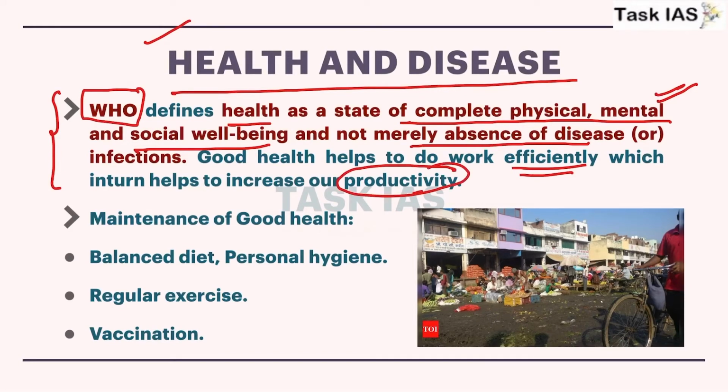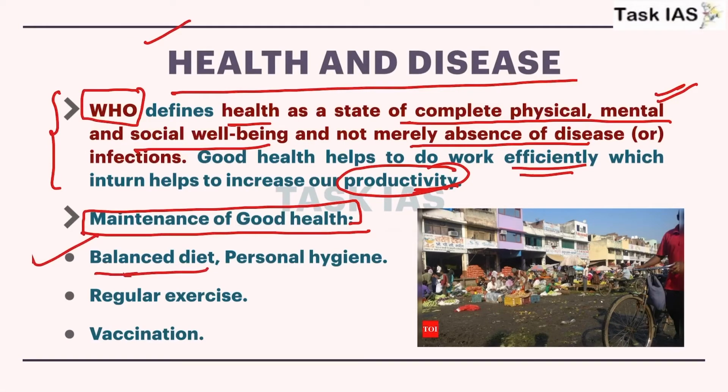So what are the criteria to maintain good health? Firstly, a balanced diet, where all nutrients, including micronutrients and macronutrients, are in adequate amounts. Now, personal hygiene. Both personal as well as public hygiene are important. That's why missions like the Swachh Bharat Mission are organized.